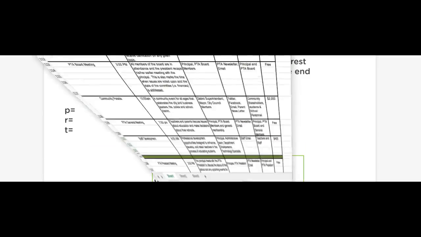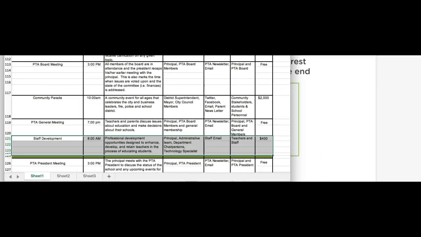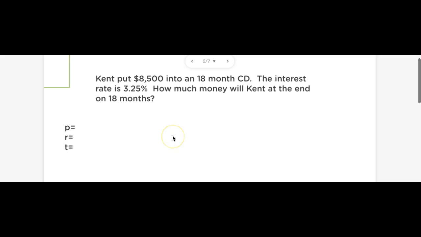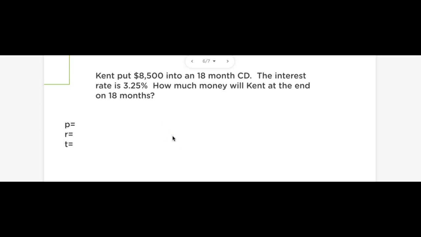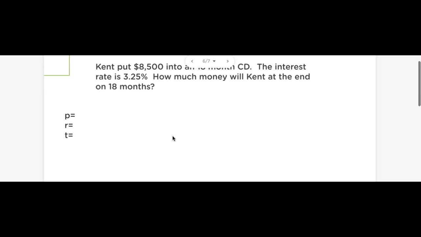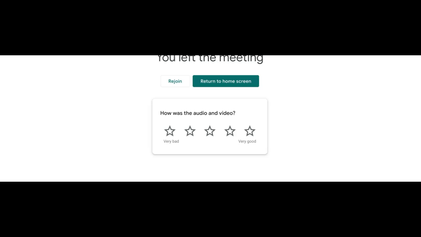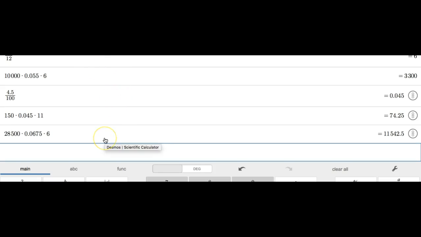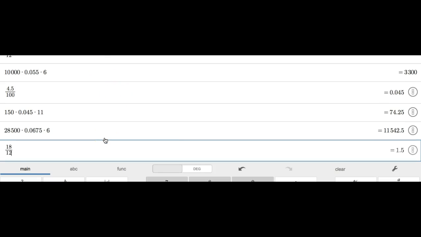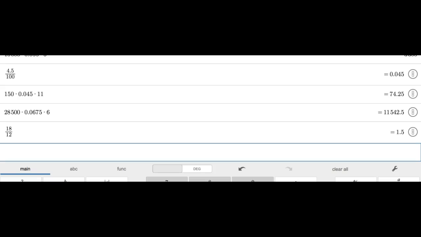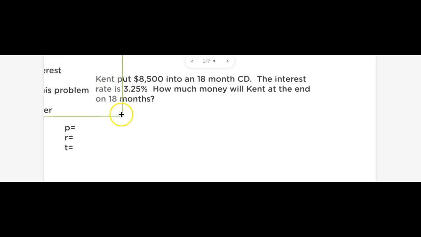So it says that Kent put $8,500 into an 18-month CD. What is the interest rate at 3.25? All right, so remember, I told you guys, anytime you have months, you need to divide that by 12. I believe that's 1.5. We'll do it right here anyways. That's 18 divided by 12. 1.5, I was correct. Of course, I knew I was, but I wanted to show you guys that anyways.